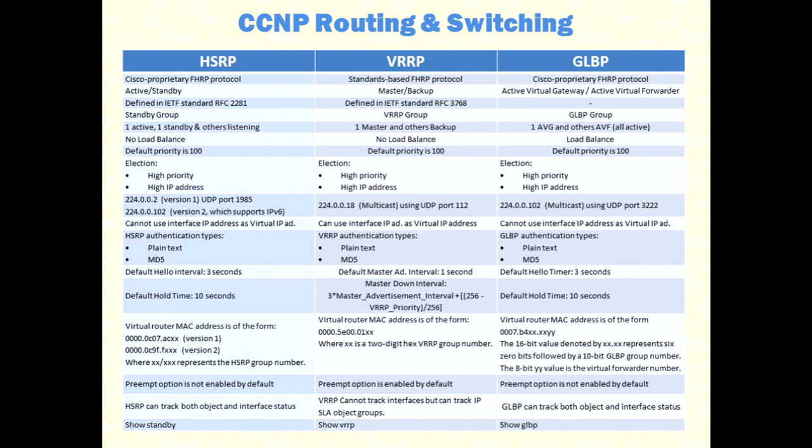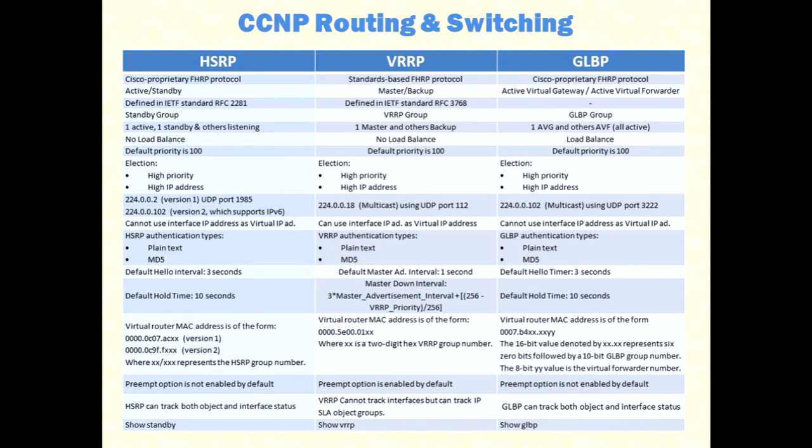For the multicast, here we have multicast group addresses to which hello or advertisement is sent. In HSRP is the IP address 224.0.0.2 in version 1 using UDP port 1985, and 224.0.0.102 in version 2. Please notice that version 2 in HSRP multicast supports IP version 6.